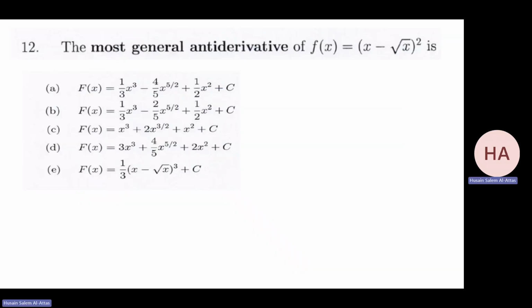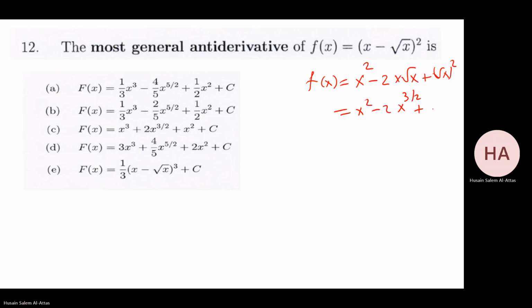The most general antiderivative of this. What is f of x? It will be x squared minus 2x square root of x plus the square root of x squared. That will be x squared minus 2x to the power 3 over 2 plus x.